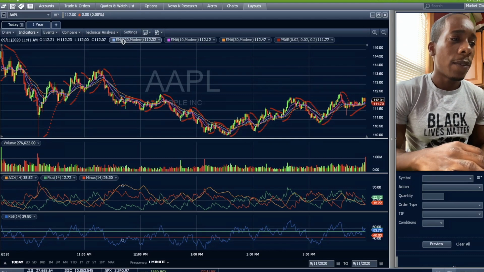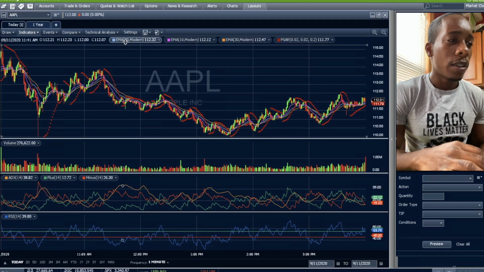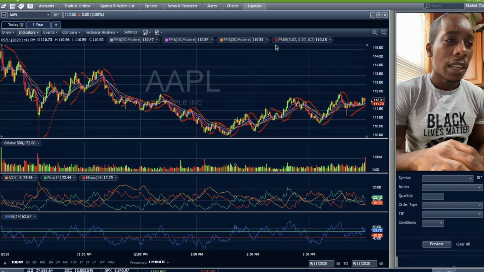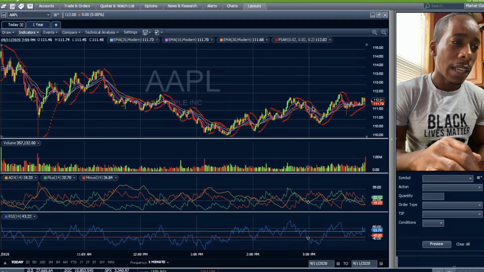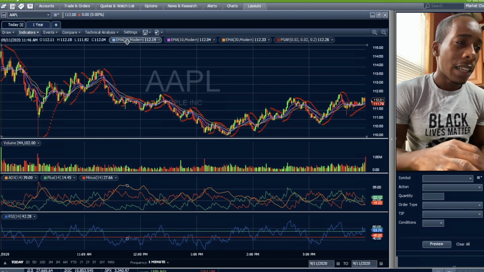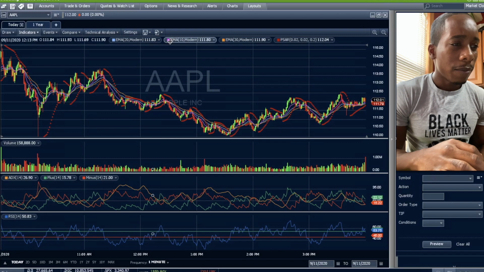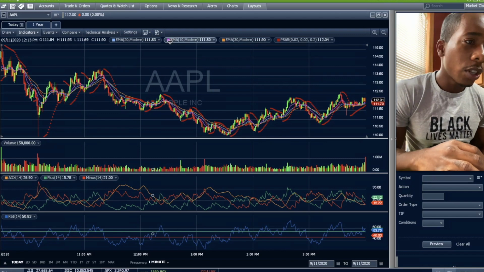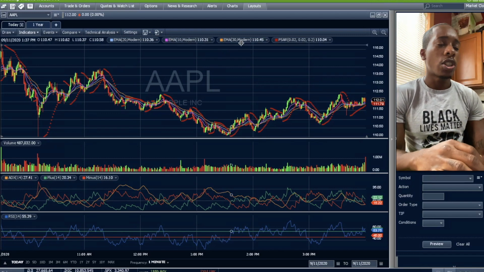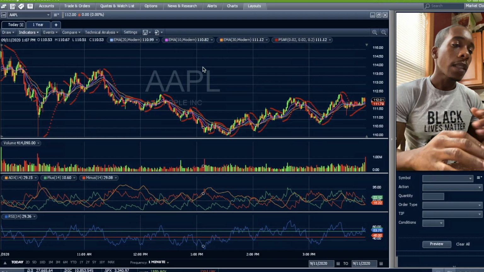So right now we have our EMA period of 20, 10, 30. We have our SAR. You can see that there. So my EMA that's on a period of 20 is blue. The 10 is pink, fuchsia, whatever you want to call it. And I have an orange for the 30.